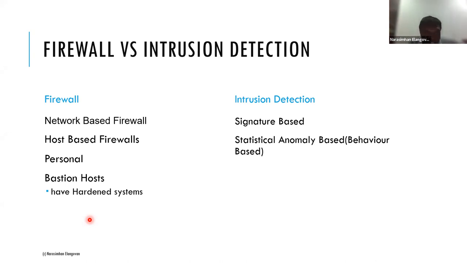Then you have what is called a bastion host, an examination-asked question. They have hardened systems. That means they have normal standardized bastion systems, which are hardened. Therefore, it makes it difficult for you to attack.